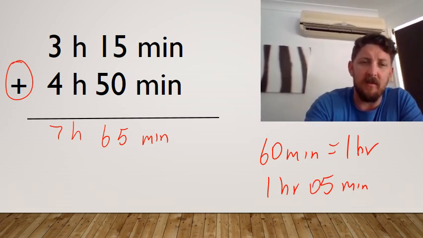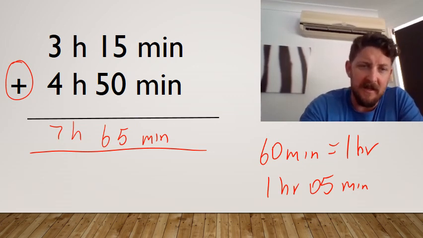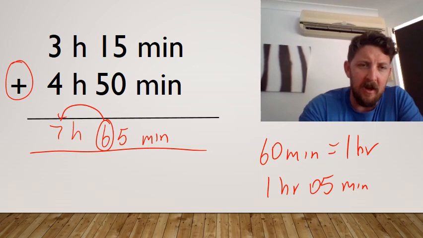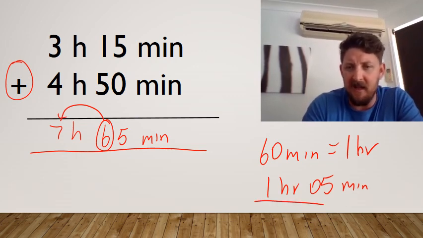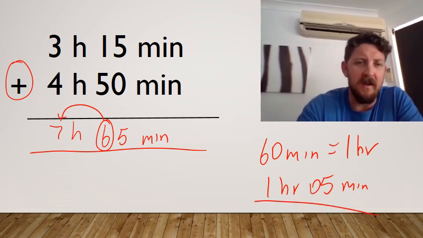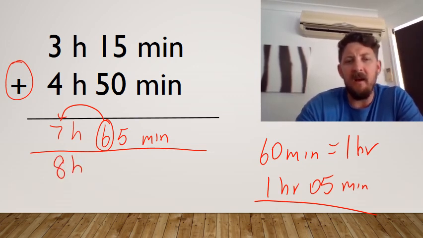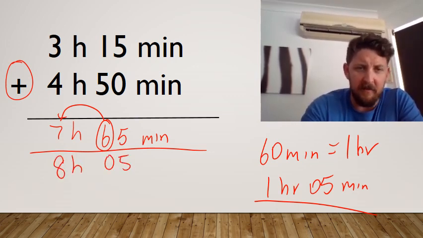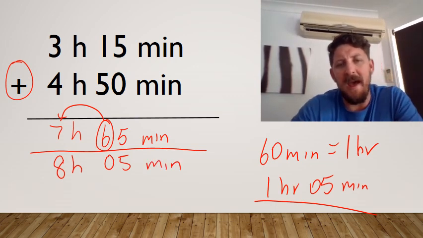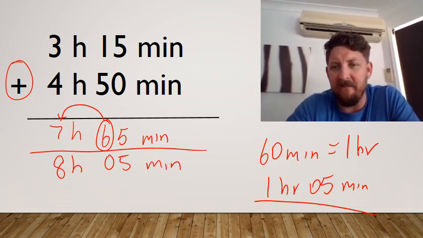Now, if that's the case, we need to rewrite this out again. So we need to take that 60 away and take it over and put it into the hours. Just like I said down here, 1 hour and 5 minutes. So let's move that over there. That makes 8 hours. We know we had the 5 minutes left over. So my actual answer is 8 hours and 5 minutes.